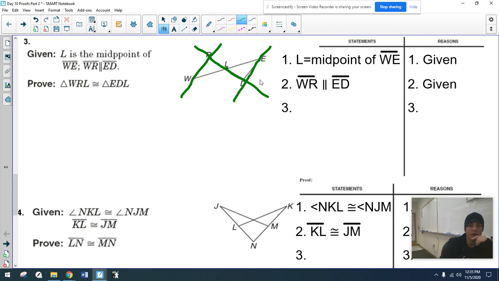So that means these 2 angles are going to be equal. So that's going to be my next step. So I've got angle WRL and EDL. Okay, the reason why those were equal, we had parallel lines, so those are alternate interior angles.